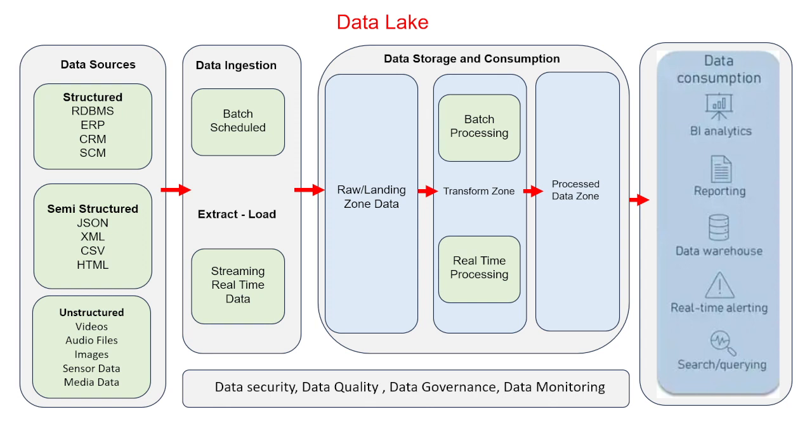The processed data zone is the final layer where the data is stored in the target format, from where the data is consumed by the data consumption layer. If you can see in the diagram, on the right hand side, these are the consumption layers from where data lake data will be retrieved. It may be BI analytics reports or data warehouse or real-time alerting system or search and querying dashboards, right? So these are the consumption layers.